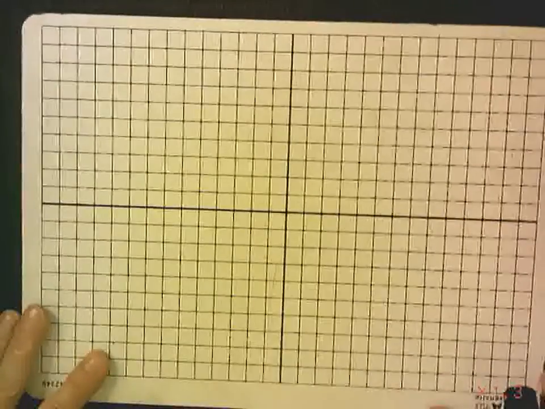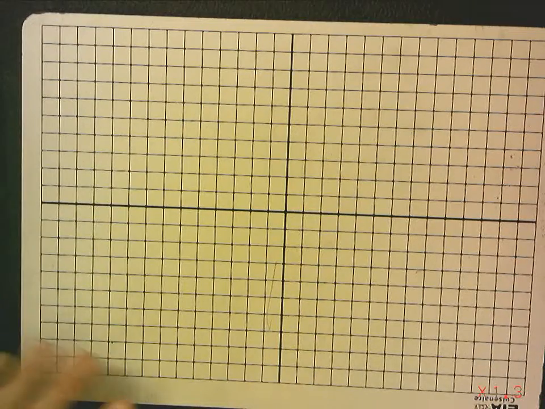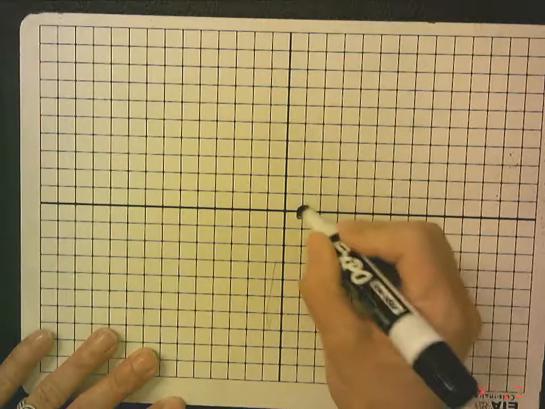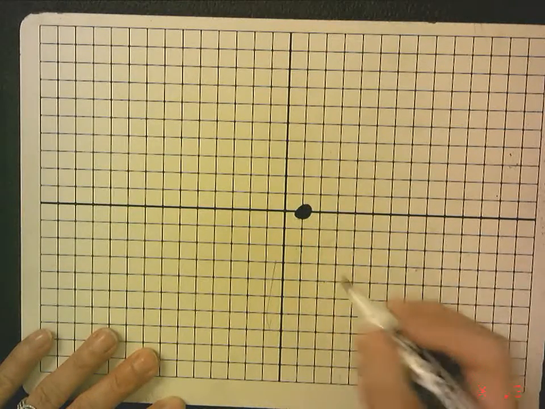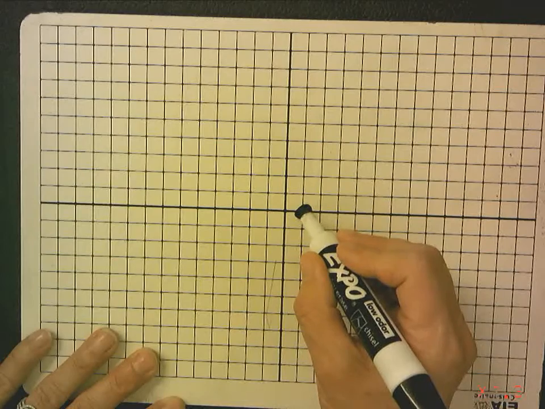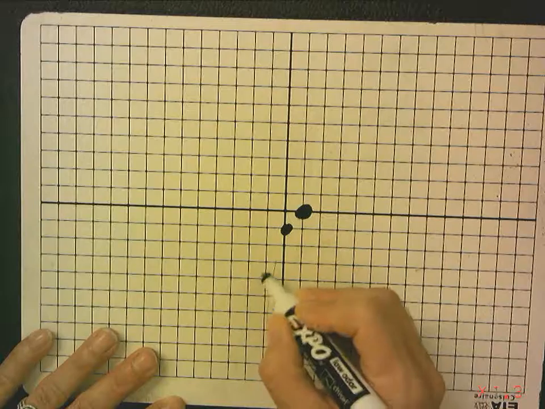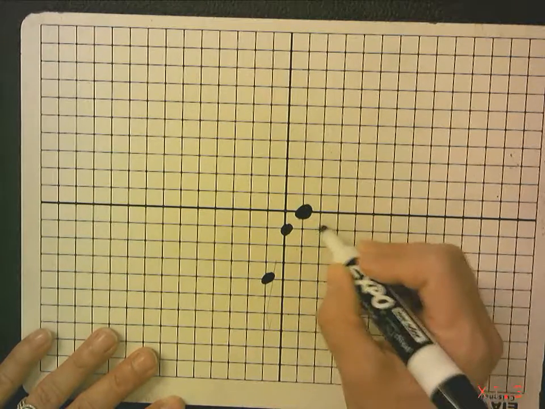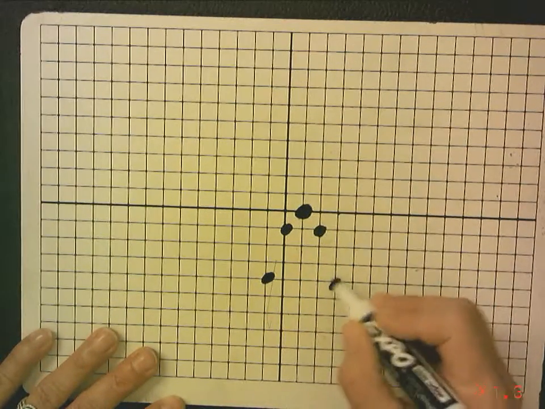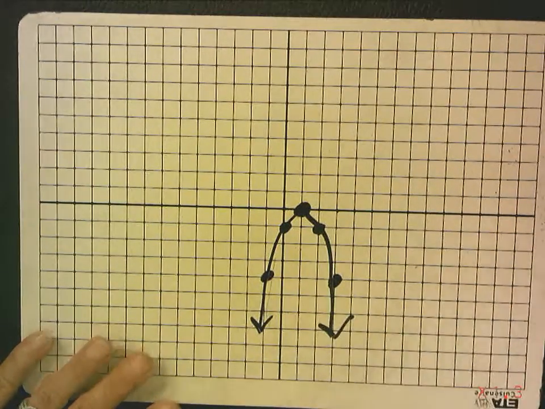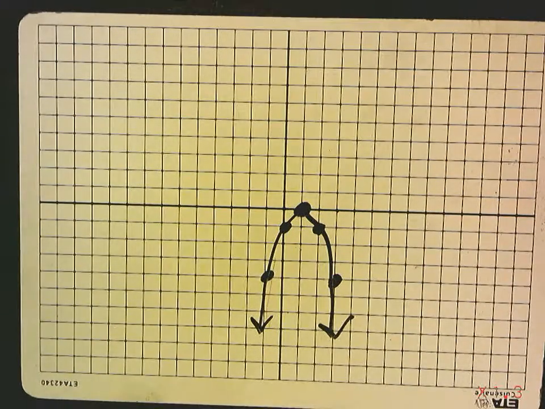Here I am going to plot my vertex, which is at 1, 0, and then I do 0, negative 1, negative 1, negative 4, 2, negative 1, 3, negative 4, and this is my parabola. Now, there's also a shortcut way of graphing.